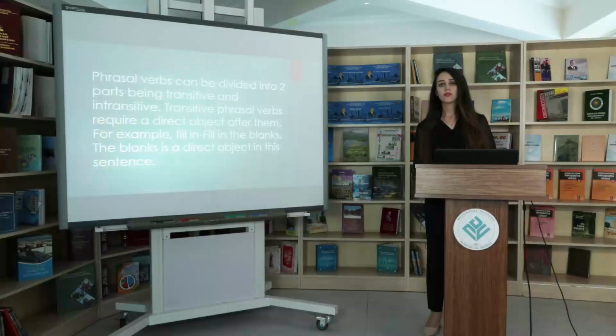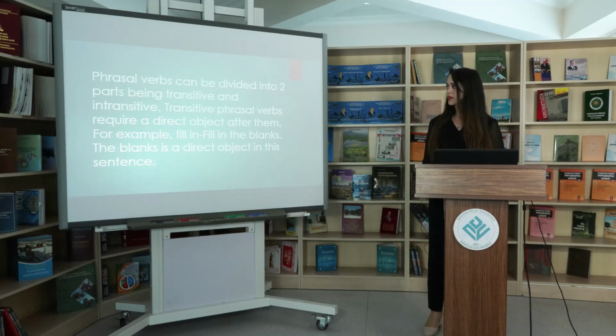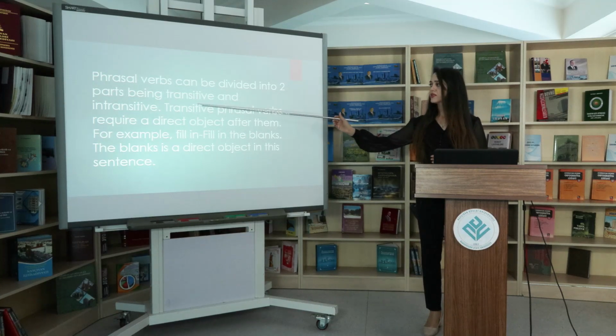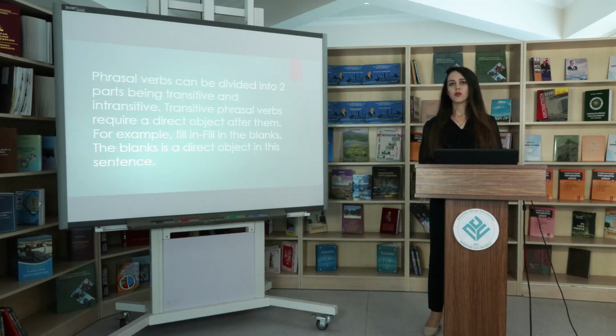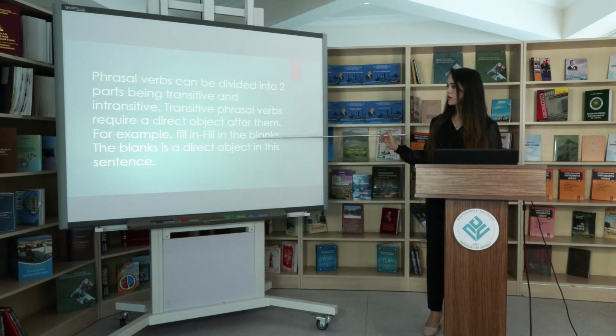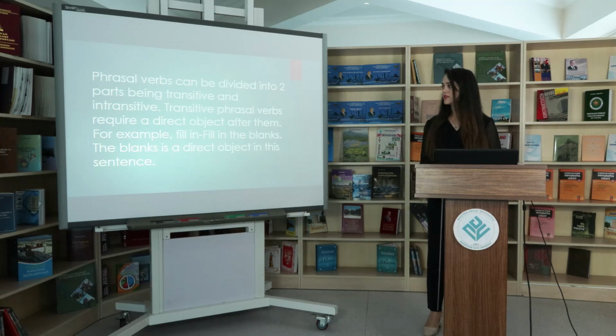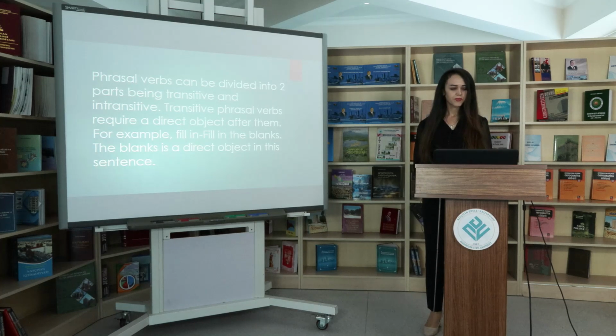Phrasal verbs are divided into two types: transitive and intransitive. Transitive phrasal verbs are followed by a direct object, which means we always see them with a direct object. For example, fill in, which is a very common phrasal verb. We can say fill in the blanks. Here the blanks is a direct object, so it's a transitive phrasal verb.